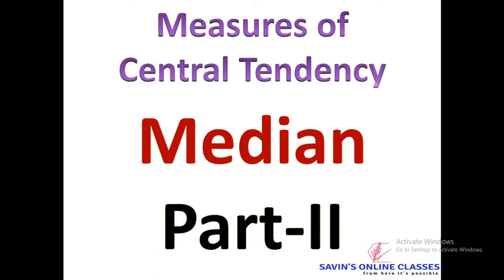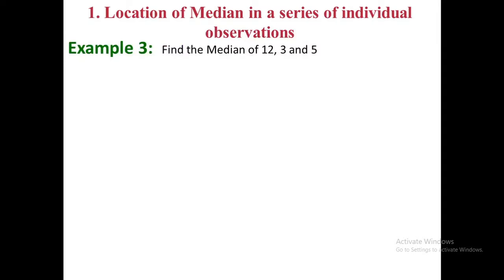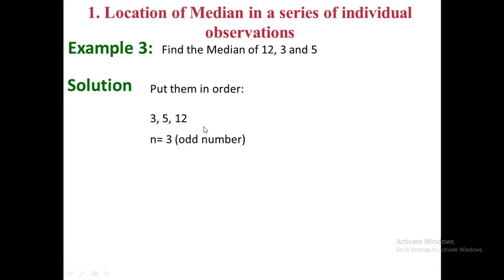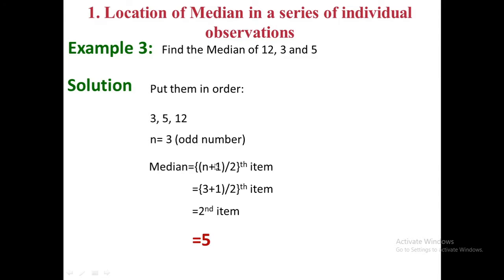Let's start the location of median from a simple example, such as individual observations, where we have to find the median of only 3 observations: 12, 3 and 5. The first thing we have to do is put them in order, and then calculate the number of observations, that is 3, an odd number. Therefore we will use the formula (n+1)/2th item. After putting the value of n, we get the median will be the second item of all these 3 observations, and finally we get that 5 is our median.